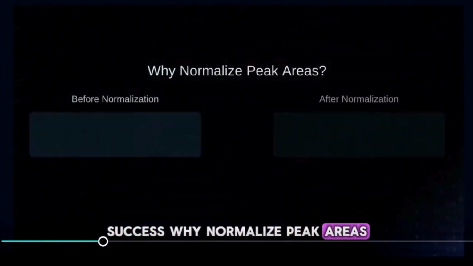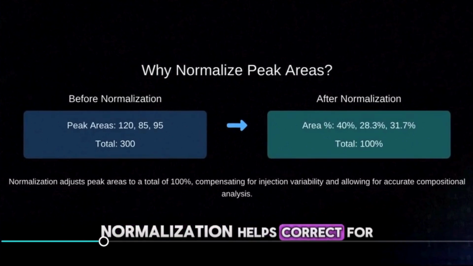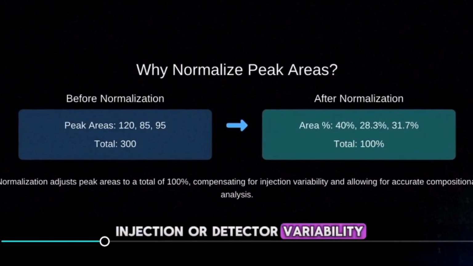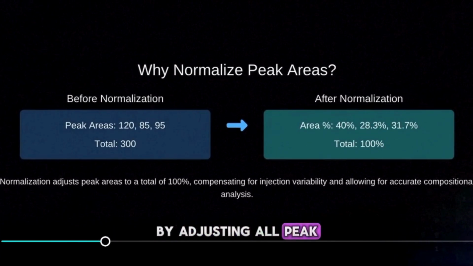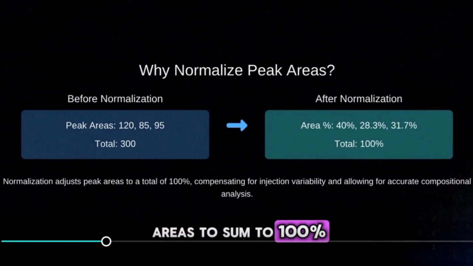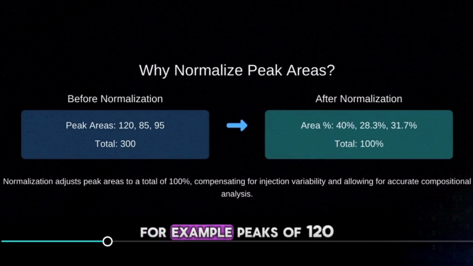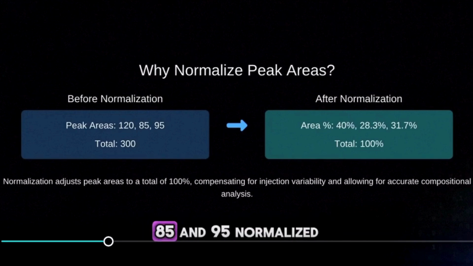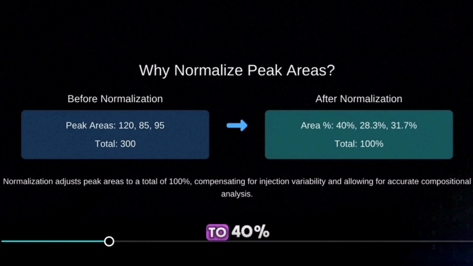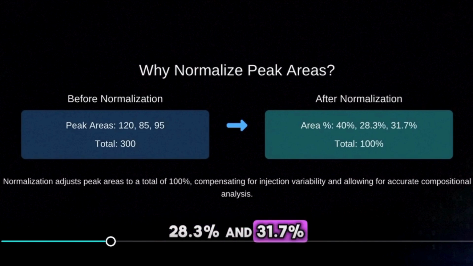Why normalize peak areas? Normalization helps correct for injection or detector variability. By adjusting all peak areas to sum to 100%, it provides accurate composition percentages. For example, peaks of 120, 85, and 95 normalize to 40%, 28.3%, and 31.7%.